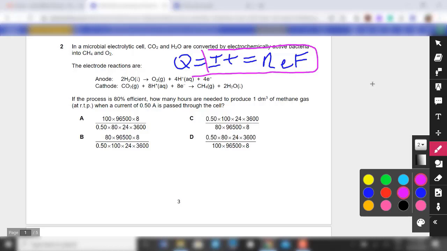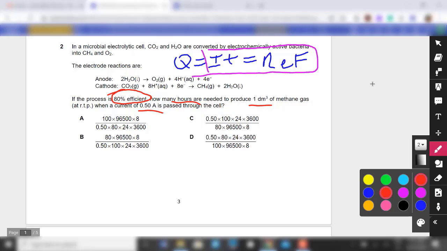you are given an anode. The water is being oxidized to oxygen. For the cathodes, the CO2 is being reduced to methane. Okay, and the step of the question reads, if the process is 80% efficient, now this is a very important keyword that we need to realize, 80% efficient. So, how much time is needed to produce 1 dm³ of methane gas, when a current of 0.5 amperes is passed through the cell?